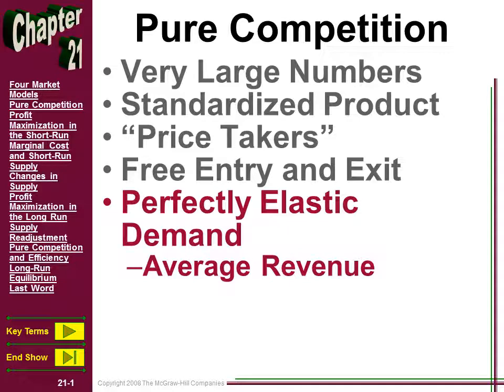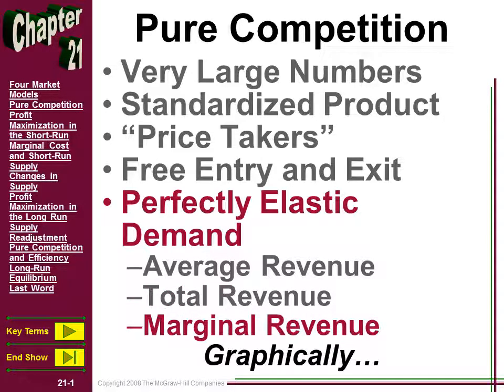Now, in a purely competitive situation, because demand is perfectly elastic, average revenue equals marginal revenue. All right, average revenue equals marginal revenue. We'll talk about total revenue in a moment, but average revenue equals marginal revenue, and average revenue equals marginal revenue at the price in the market. So let's look at this idea of average revenue, marginal revenue, and price more closely on the next slide.